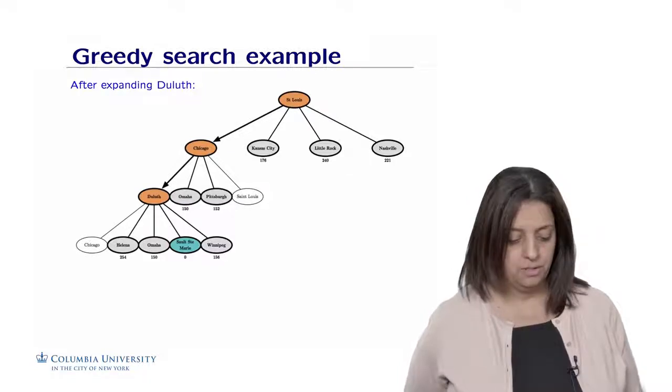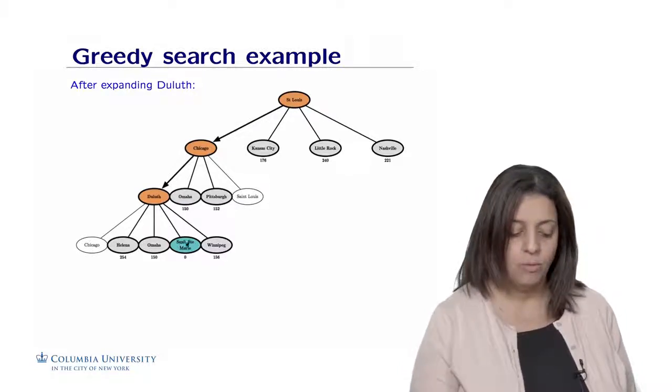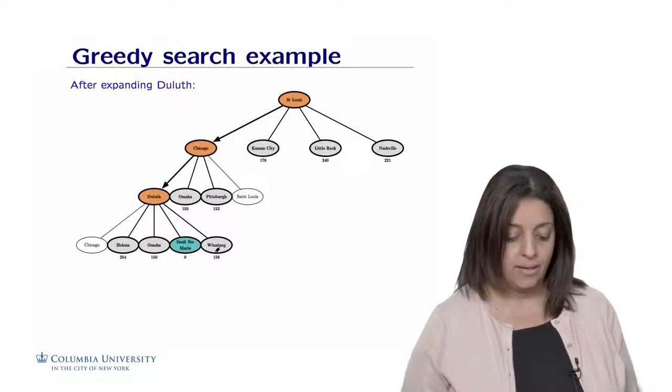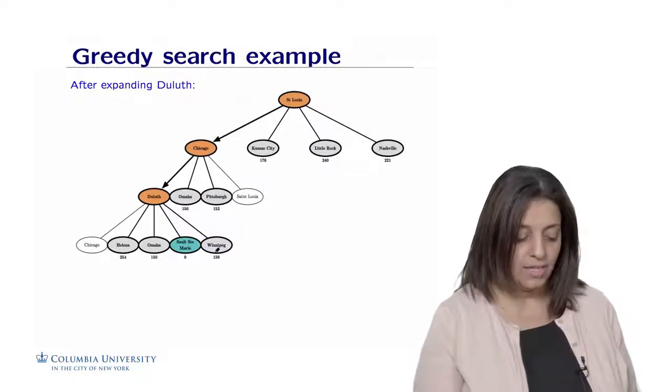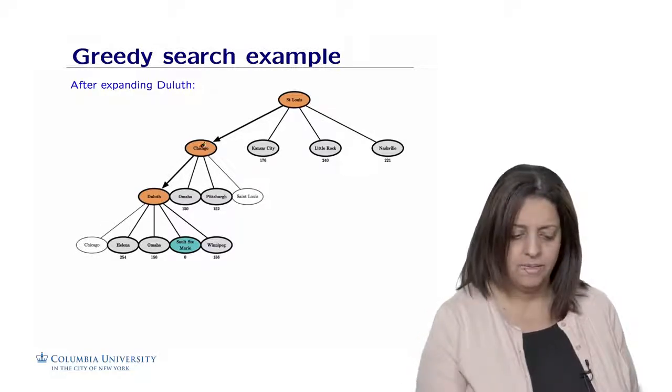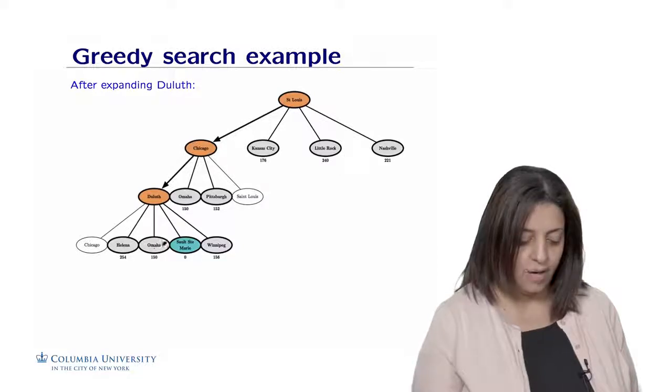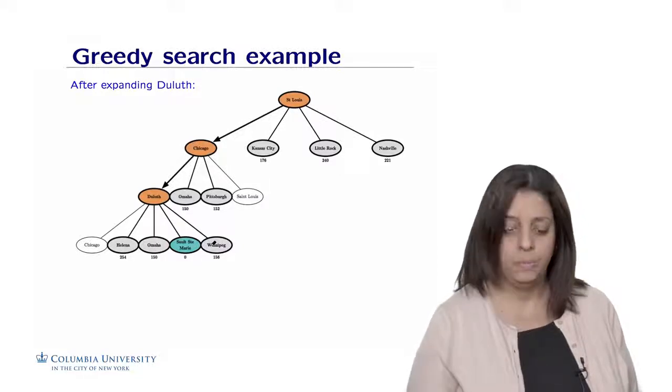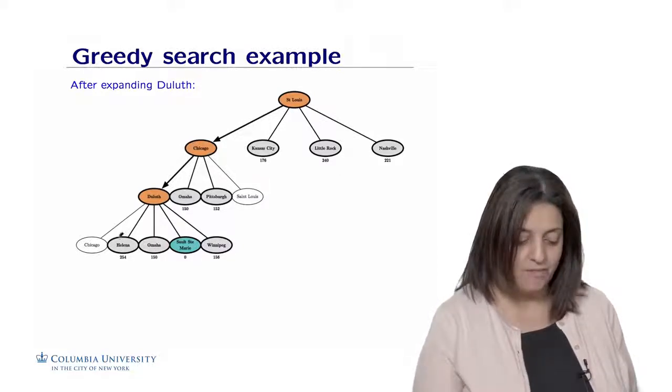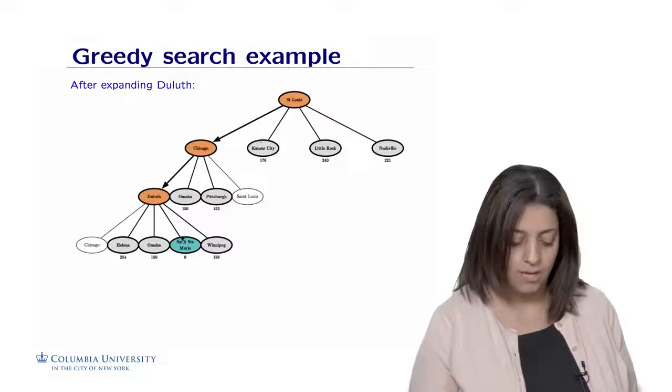After that, we explore Duluth. Duluth will have Chicago, Helena, Omaha, Sault Ste. Marie, and Winnipeg. So actually, Chicago is not added because it's already explored. However, Helena, Omaha, Sault Ste. Marie, and Winnipeg will be added.